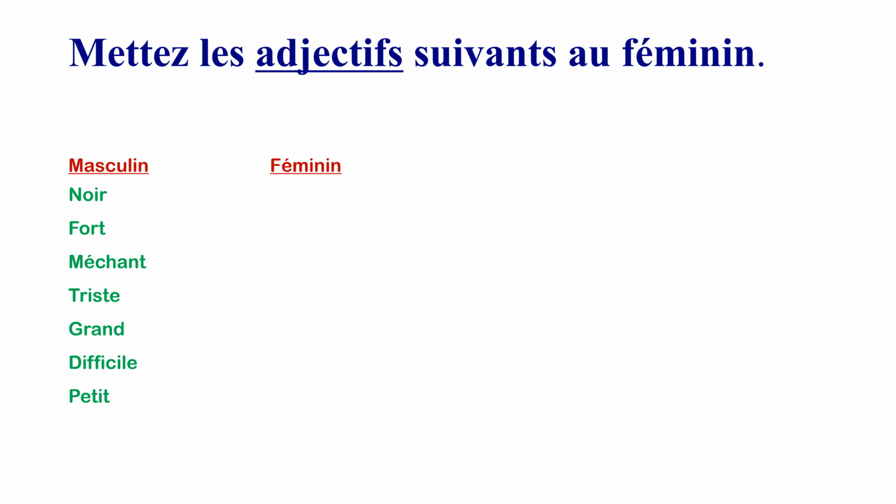Here is some work for you. Mettez les adjectifs suivants au féminin. Put the following masculine adjectives into their feminine form. So what we have here, noir, and how do we have its feminine? We saw that we add an E. For, also we add an E. I'm going to leave you now to do the rest.